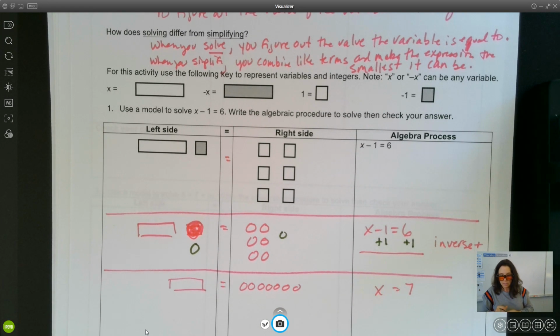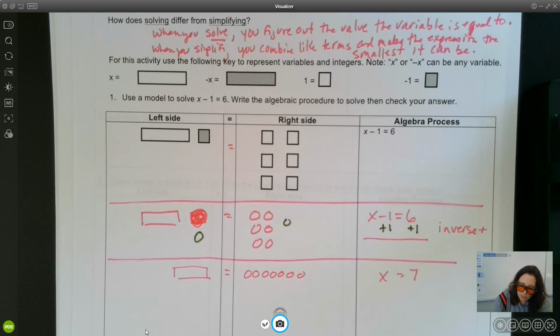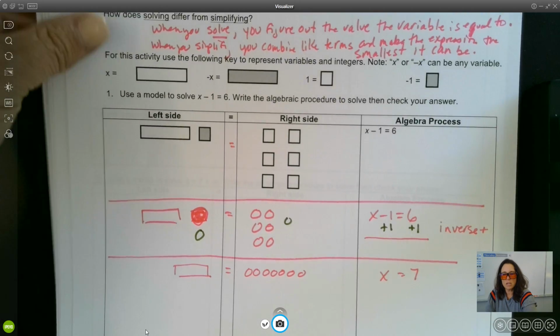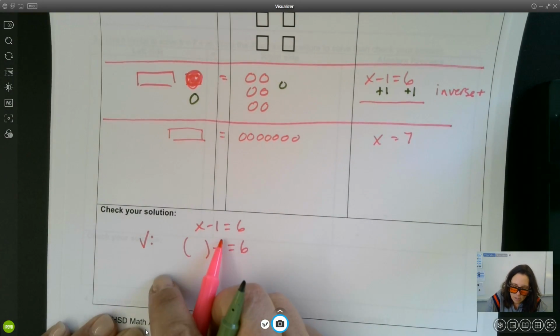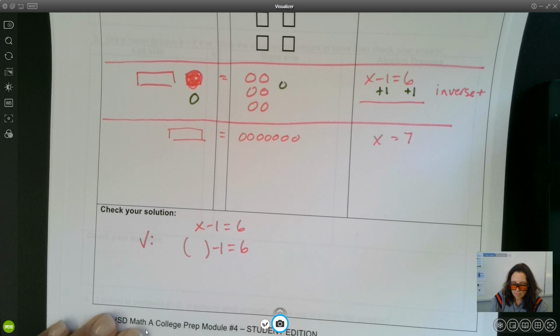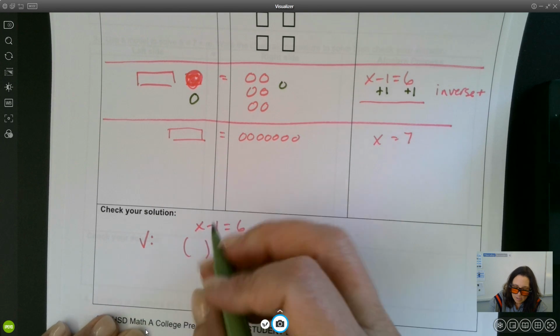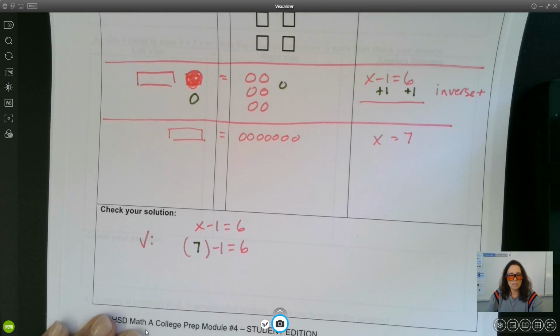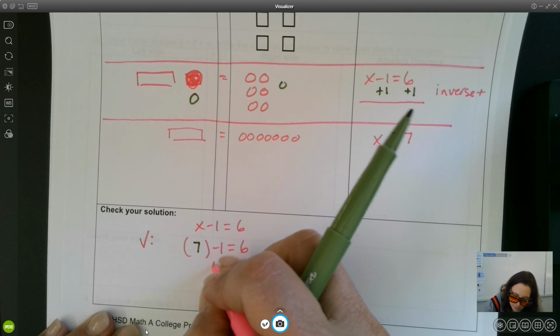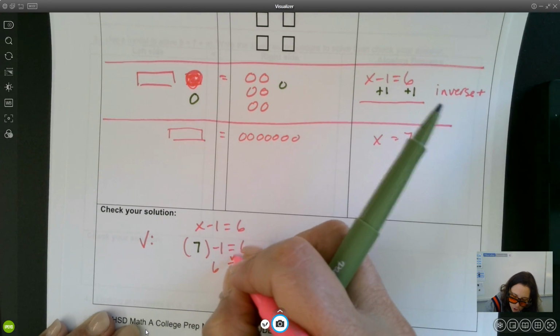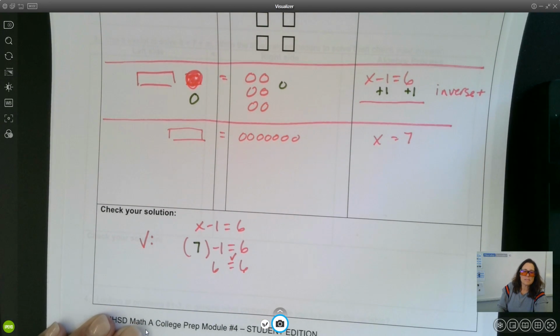Now for the check. To check your answer, you're going to take this equation, x minus 1 equals 6. Instead of the x, put a parenthesis. Then we're going to take what we found x to be, 7 in this case, and plug it in. Is 7 minus 1 equal to 6? 7 minus 1 is 6, equals 6. So that checks out. 6 equals 6.